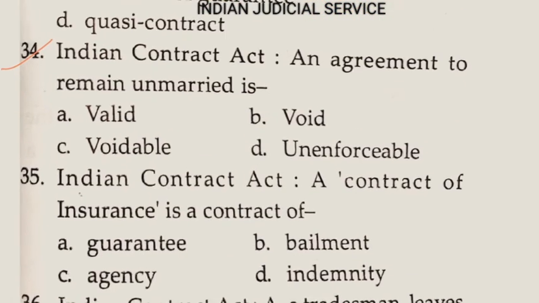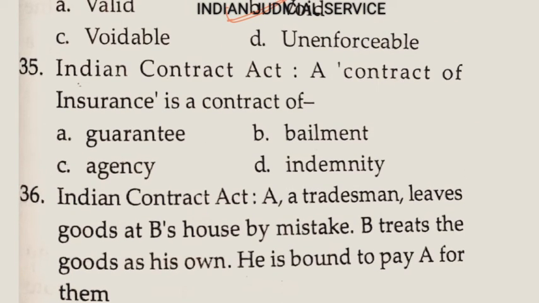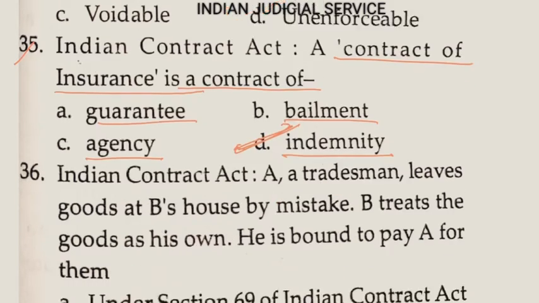Now question number 34, Indian Contract Act. An agreement to remain unmarried is a void agreement. So the answer here is option B. Now question number 35, Indian Contract Act. A contract of insurance is a: option A, guarantee; bailment; agency; indemnity. So a contract of insurance is an indemnity. So the answer is option D.